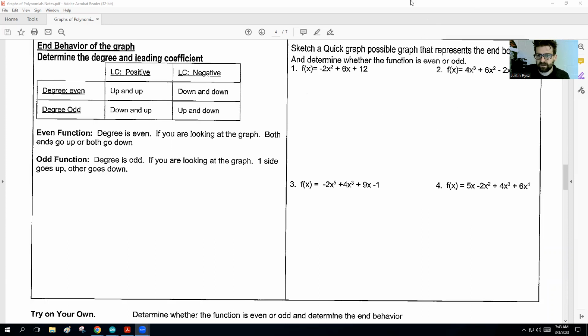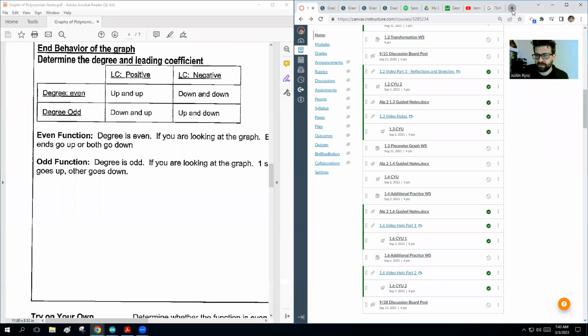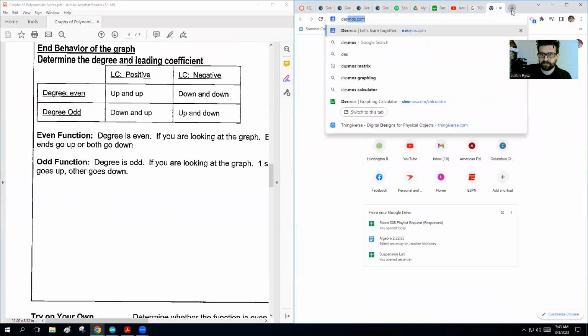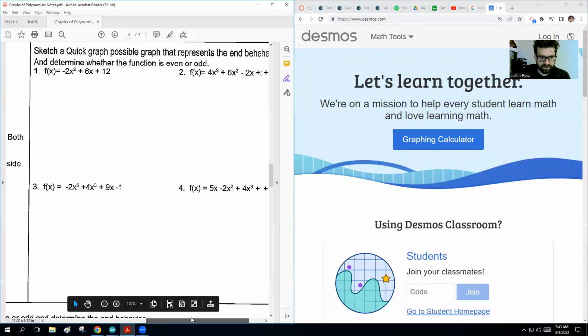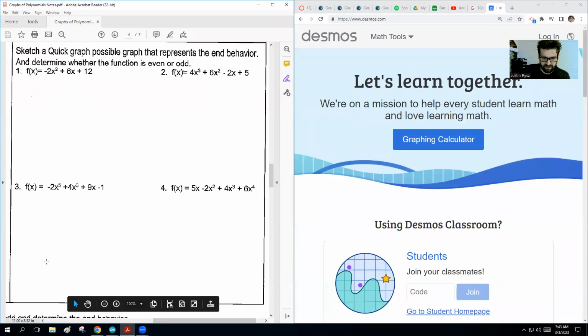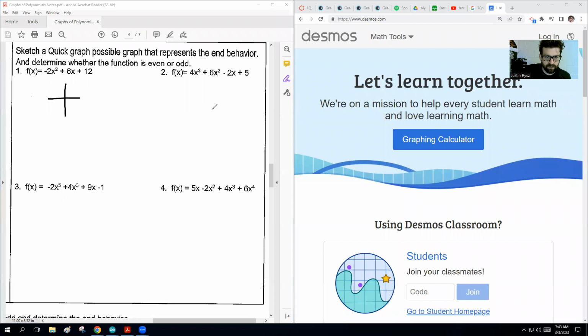So let's take a second here, and I'm going to split screen so I can open up Desmos. I'm going to try to do just real quick sketches of these graphs here. I'm just drawing a couple T's here. And let's write out what the degree and the leading coefficient is for every single one of these.